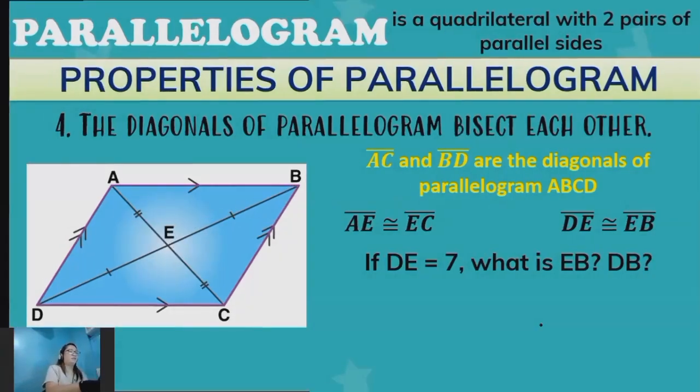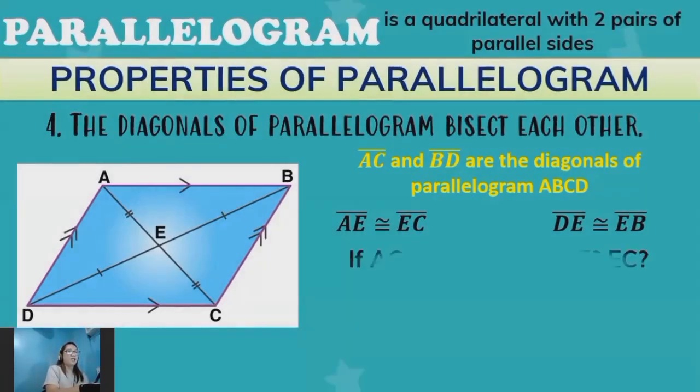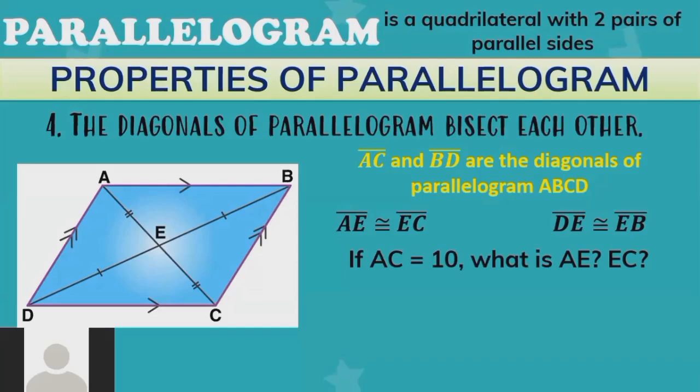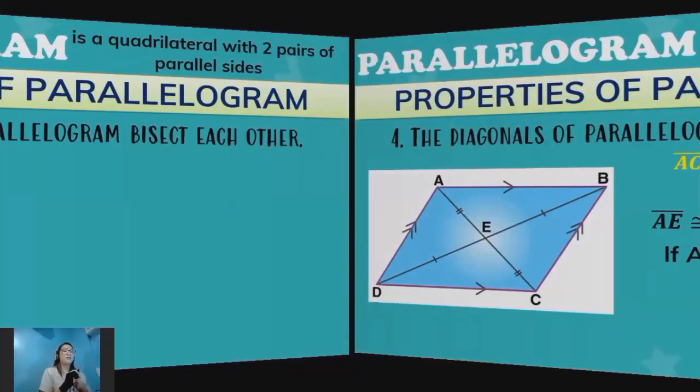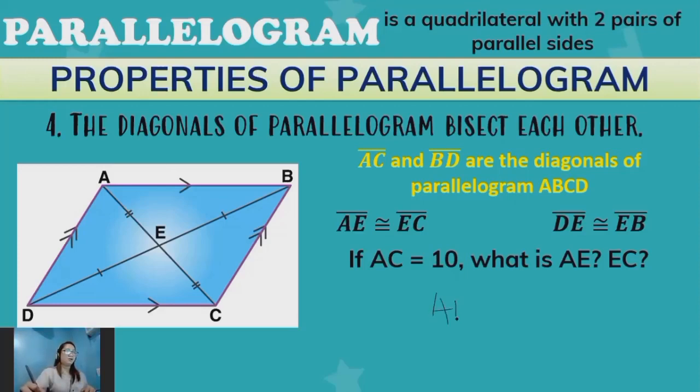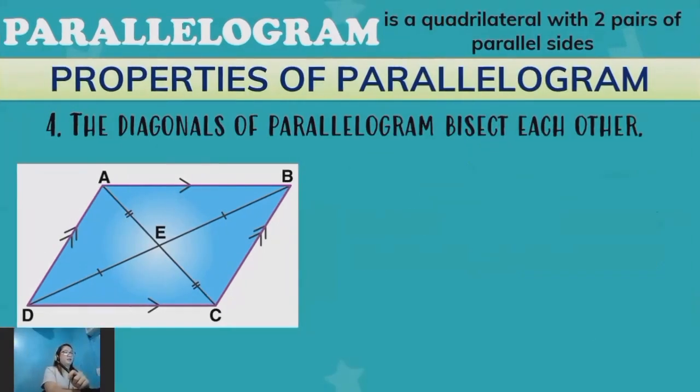Okay, next. If AC is 10, how long is AE and EC? Let me see other hands muna. Nathaniel Royo. How long is AE? 5 po. Okay, thank you. AE is 5 and EC, therefore, is also 5 units. Okay? Very good, everyone.